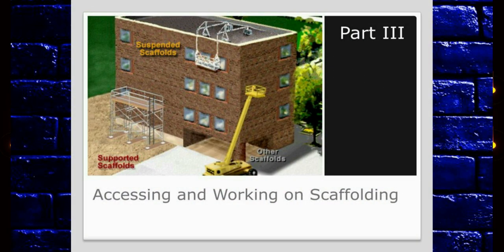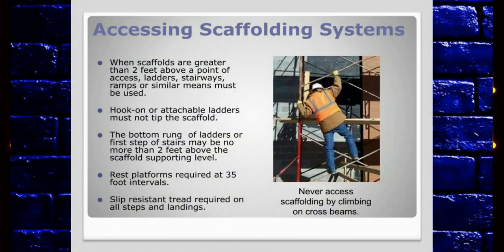Accessing and working on scaffolding. Accessing scaffolding systems. When scaffolds are greater than 2 feet above a point of access, ladders, stairways, ramps, or similar means must be used. Hook-on or attachable ladders must not tip the scaffold. The bottom rung of ladders or first step of ladders may be no more than 2 feet above the scaffold supporting level. Rest platforms required at 35-foot intervals.